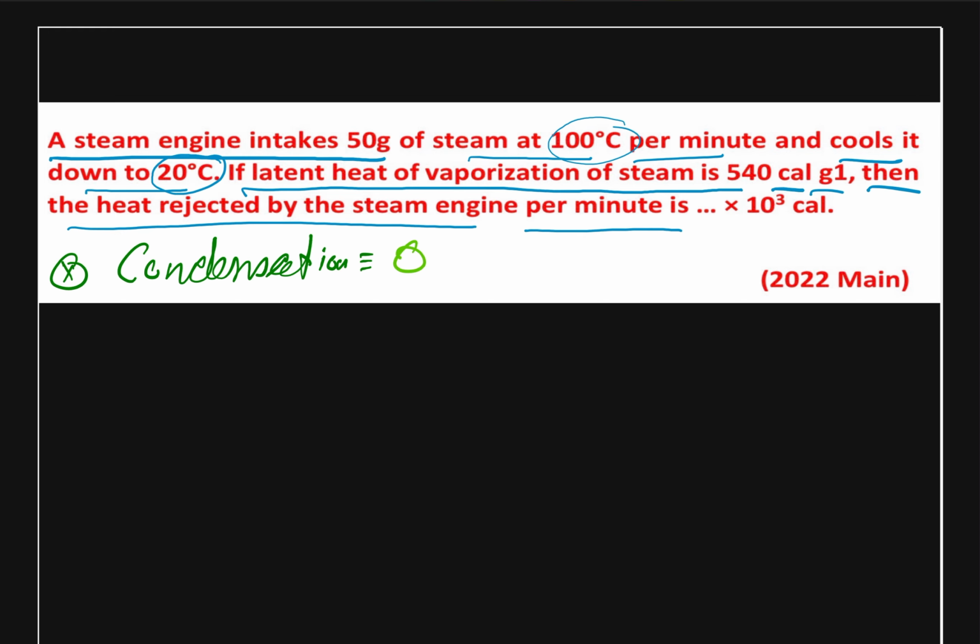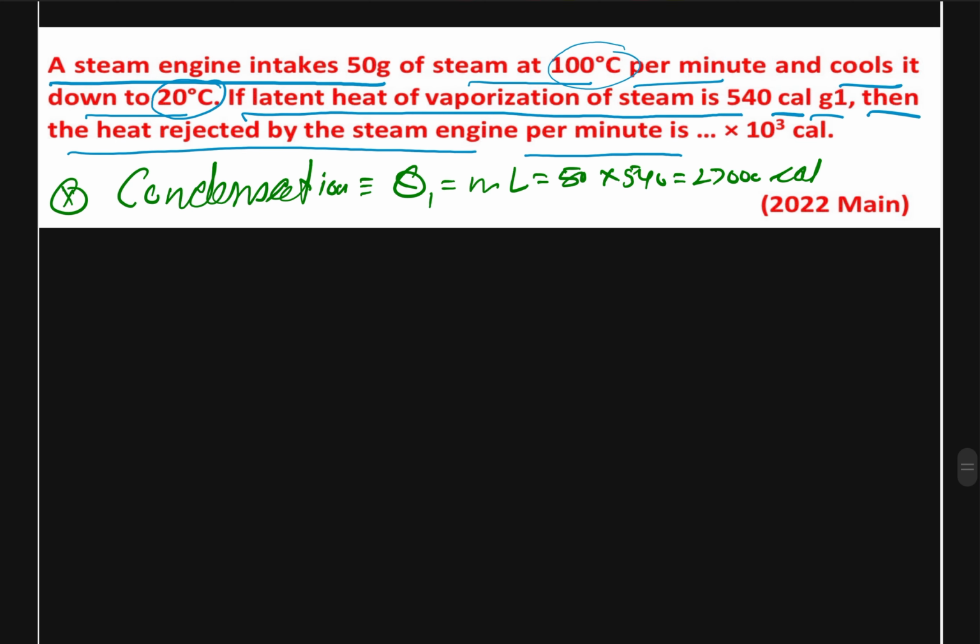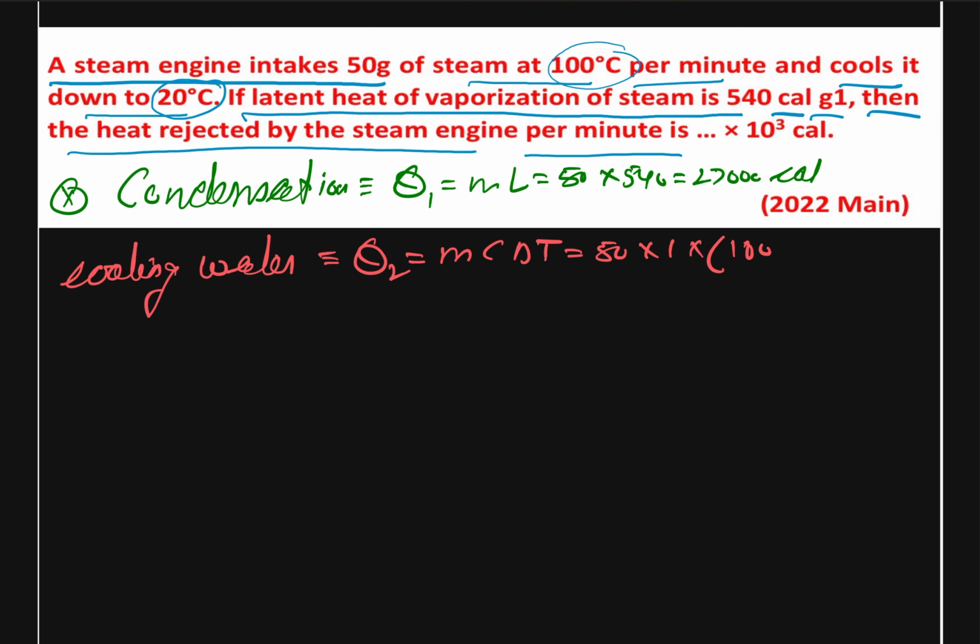For that, let us suppose heat Q1 will be equal to m times L, and we have 50 grams, and latent heat is given to us as 540. So this comes as our 27,000 calorie. And then we come to the cooling of water, which is our Q2, and that will be mc times delta T, and which comes as 51, and change in temperature is our 100 minus 20.